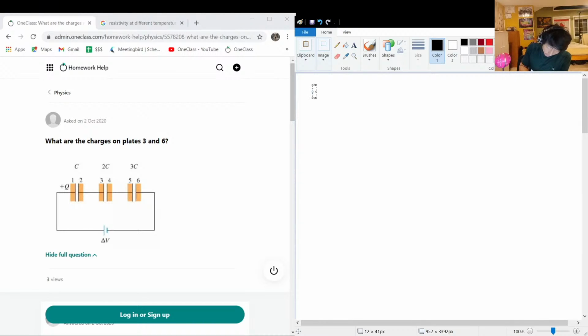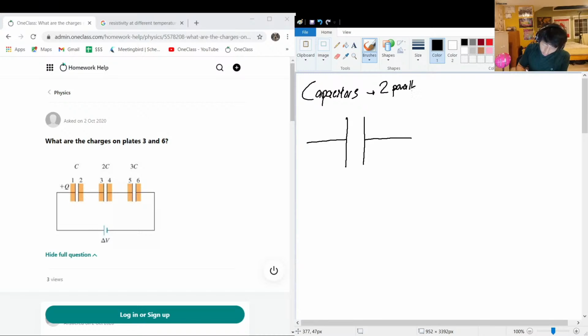Okay, so capacitors. They look like this. They are two plates that are separated. They are two parallel plates. And when charge accumulates on one, the equal and opposite charge is going to accumulate on the other plate. So let's say we've got plus, plus, plus, plus. We have 4 plus charges on the left side. We're going to have 4 minus charges on the right side.